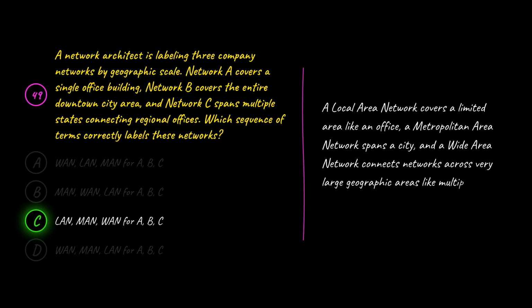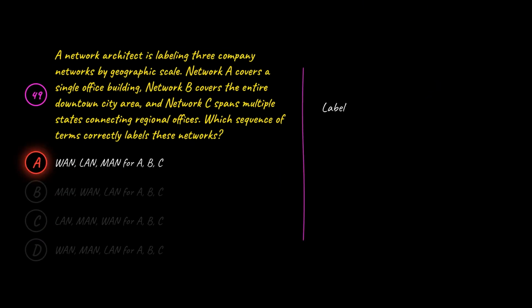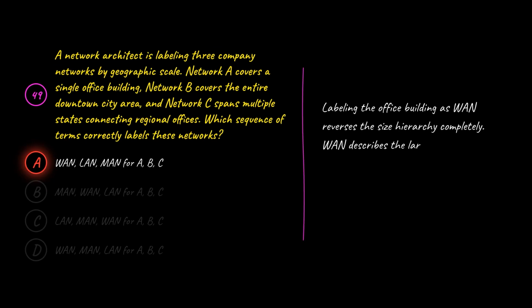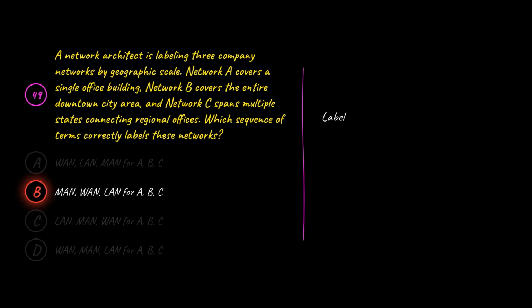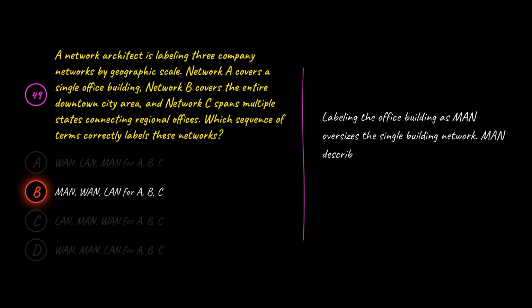A is wrong because labeling the office building as one reverses the size hierarchy completely. WAN describes the largest geographic scale spanning regions or states, while a single building should be classified as a LAN at the smallest scale. B is wrong because labeling the office building as MAN oversizes the single building network. MAN describes a city-scale network, while a single office building falls into the smaller LAN category for limited area networks.